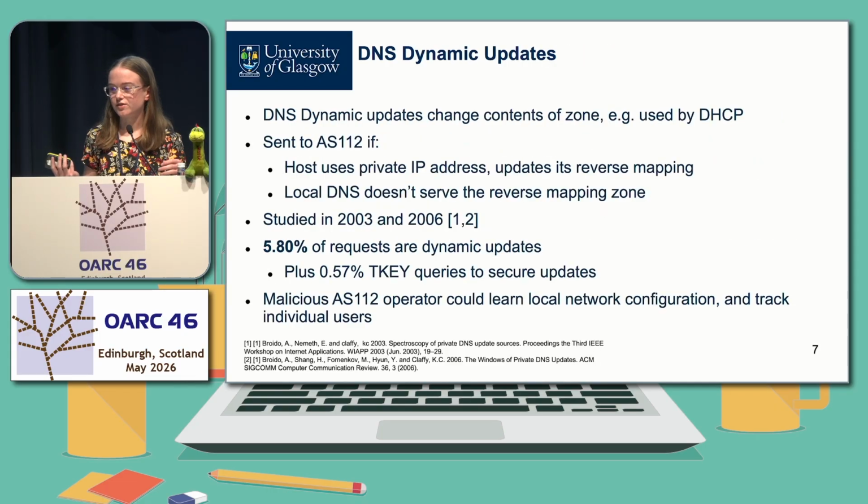Another large contingent are DNS dynamic updates. Just a quick reminder, they're used to change the contents of a zone. For example, DHCP can use these when a client joins a network. It uses dynamic updates to add the host name to the local DNS, and it can also remove the host name again. However, dynamic updates are sent to AS112 if a host uses a private IP address, updates its reverse mapping, so IP address to host name, and the local DNS doesn't serve the reverse mapping zone. So the local DNS doesn't know what to do with this, and it ends up at AS112.